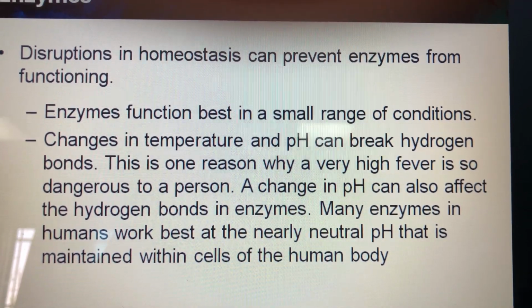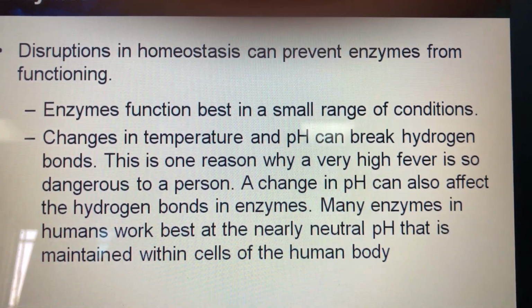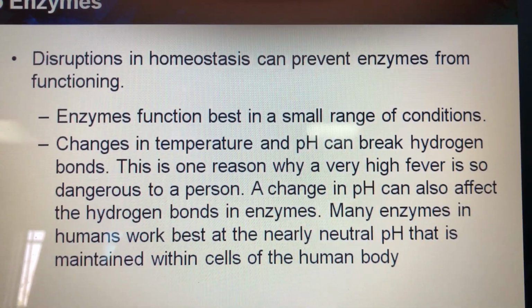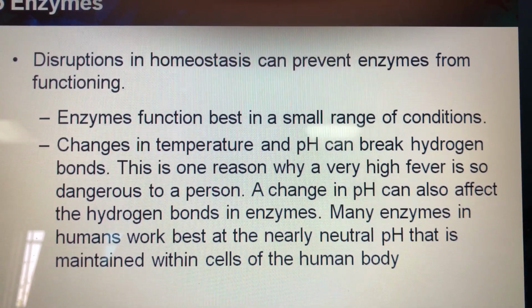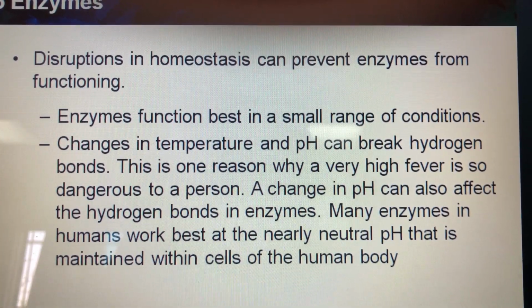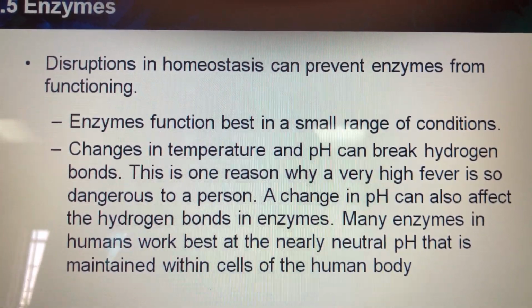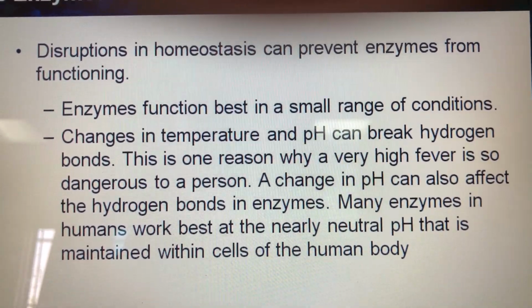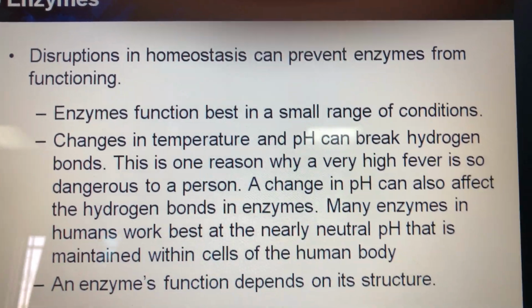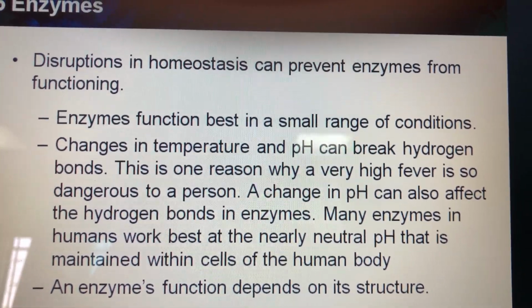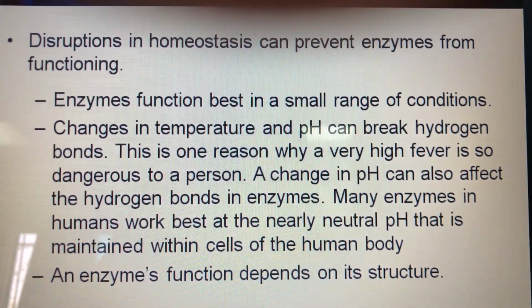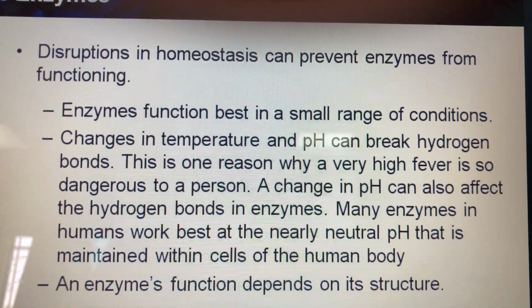Also, in addition, a change in pH can affect the hydrogen bonds in enzymes. Many enzymes in humans work best at the nearly neutral pH that is maintained within cells of the human body. So, as a result, enzymes function best at certain conditions, a small range of conditions. So, the enzyme's function depends on its structure. If any change happens in the structure or shape of the enzyme, this will affect the function.